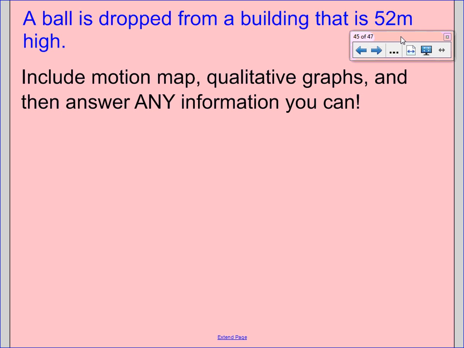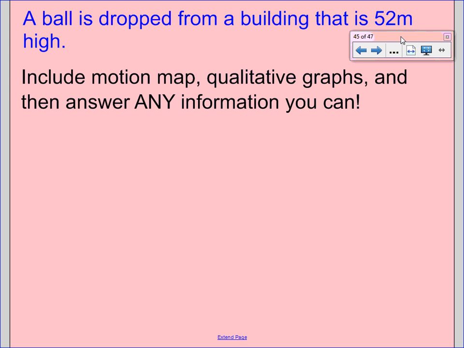All right. Now this one I'm actually going to walk through with you because this one involves an object that is dropping, or in other words, it's under the acceleration of gravity. So the object here is a ball is dropped from a building that is 52 meters high. This is the first example you may have ever seen where an object is moving vertically rather than horizontally. The same rules are going to apply, we just need to shift a couple things. So for example, when I draw my motion map, I'm going to make my reference arrow vertical instead of horizontal.